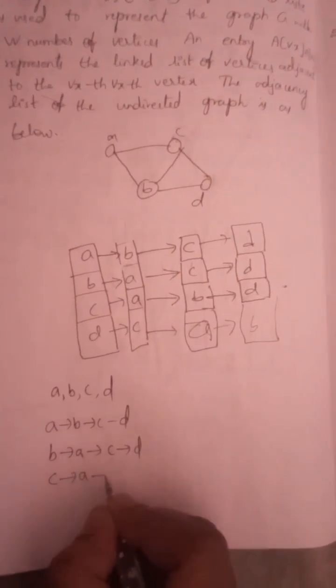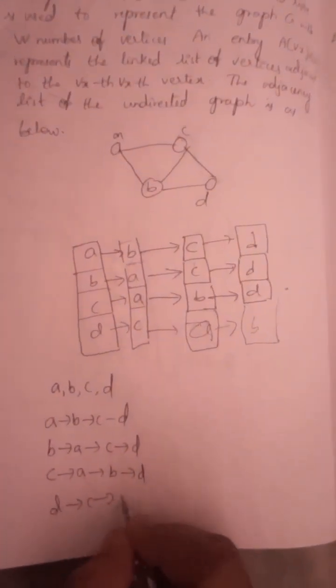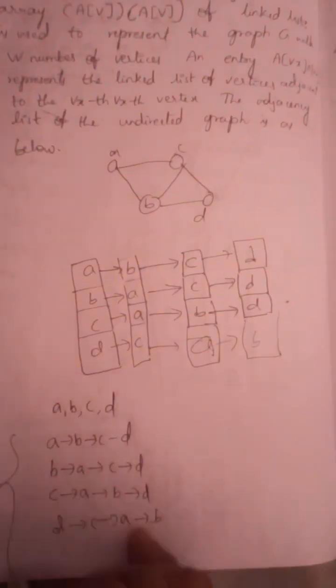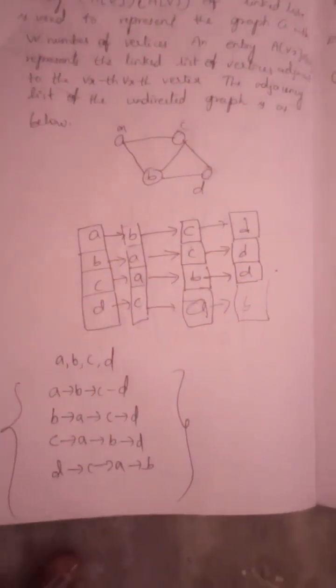We can complete the path like this: C to A to B and B to D. For D to C, we can write C to A we have and A to B we have. Like that we can write the adjacency list for all the vertices. This is about the adjacency list.